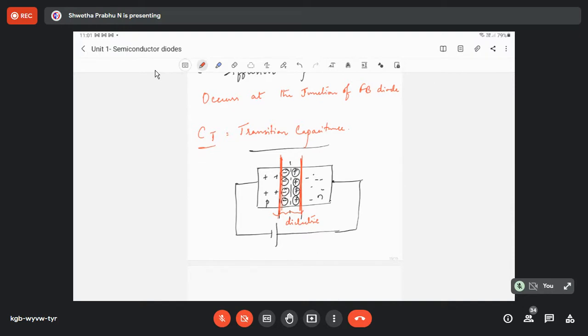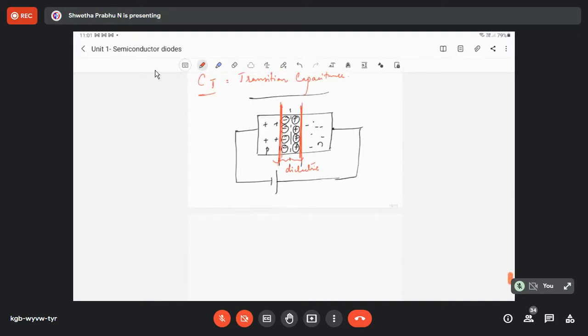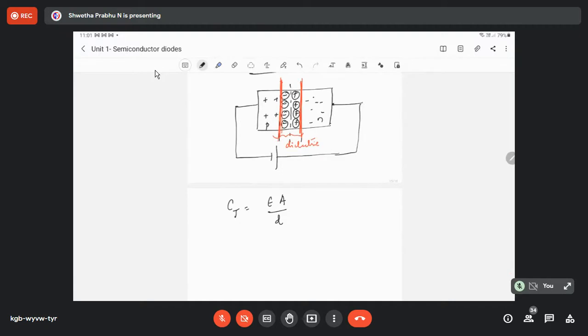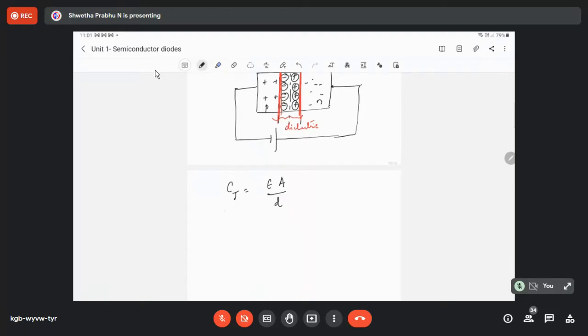So therefore the dielectric between the two conducting plates acts as a capacitor. It can be given by the equation Ct equals epsilon A divided by D. Epsilon represents the permittivity of the dielectric between the plates, D represents the distance between the parallel plate capacitor, A represents the area between the plates, and Ct represents the transition capacitance.